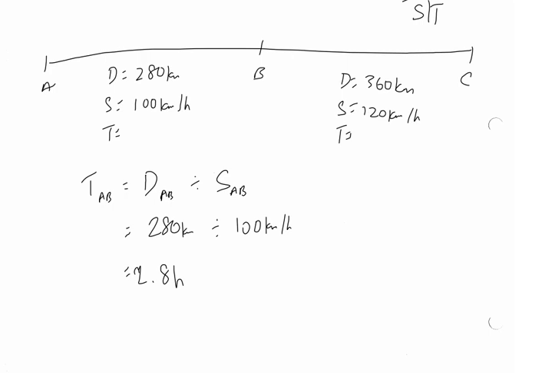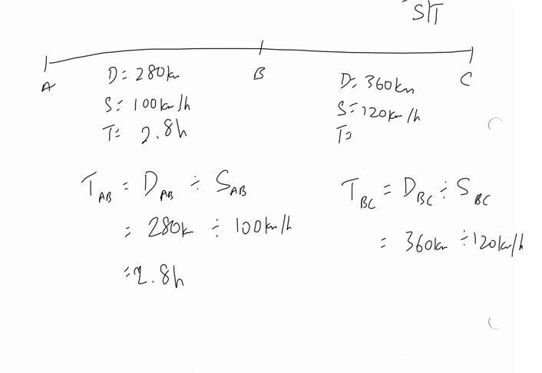Next, I need to find, so we know that this is 2.8 hours. Now the next thing I need to find is the time from B to C, right? Correct, which is also distance from B to C divided by speed from B to C. So distance from B to C is 360 km divided by 120 km per hour. Now, Bjorn, what's the answer? Three what? 3 hours. Okay, because you know the 12 times table, you should be able to know this. 12, 24, 36. Right or wrong? Okay, so you know that this is 3 hours.